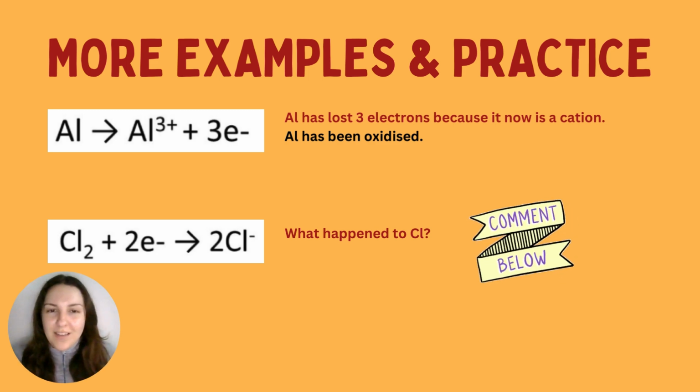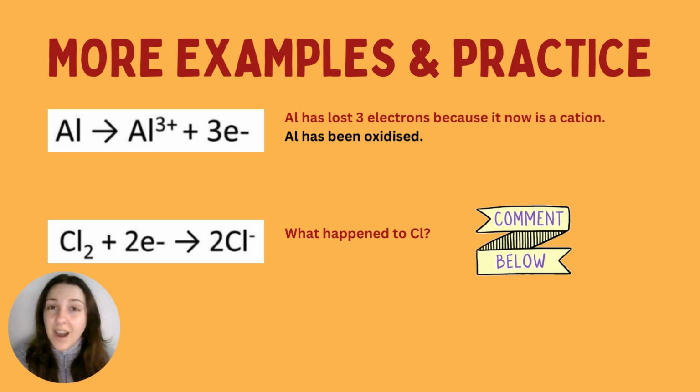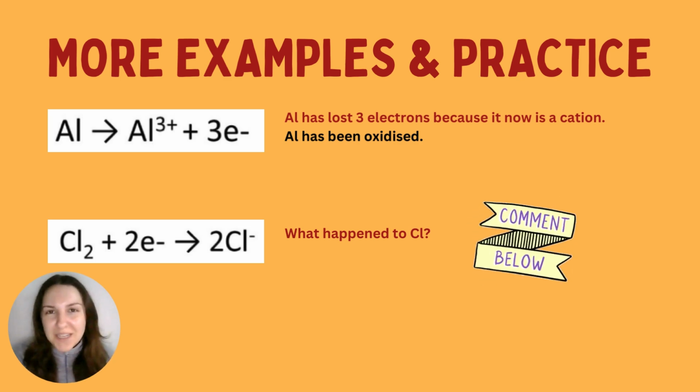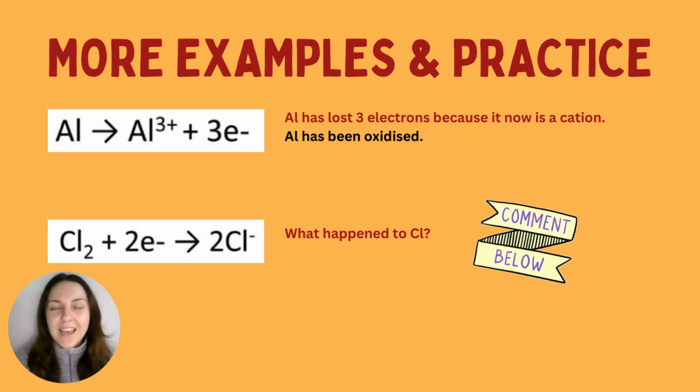So have a look at this other example. We've got a chlorine atom and it forms a chloride ion. What is actually happening in this half equation? Comment down below, and as always, I will leave the solution in the description box below.